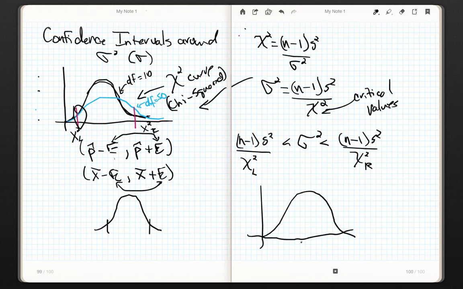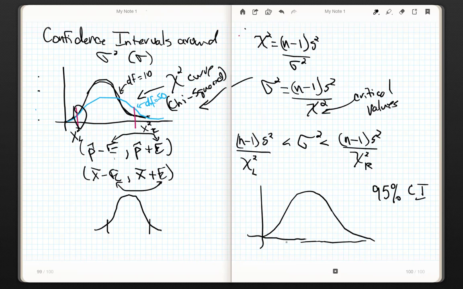Okay? Now again, asymmetry. Ooh, that's a badly drawn chi-squared. It looks more normal. That's a bummer. That's not what I wanted. Let me redraw this guy just a little bit so we get a little more exaggeration. Okay? And let's say, for example, that I want a 95% confidence interval.